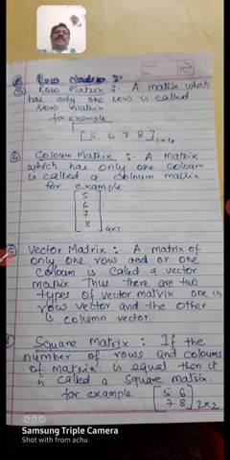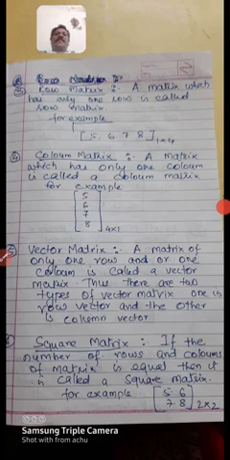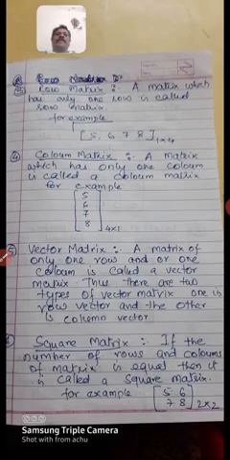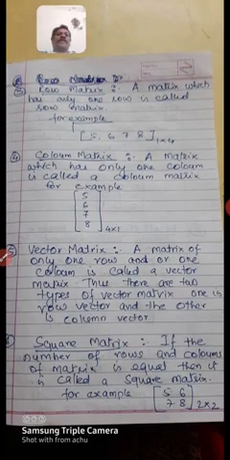Then vector matrix. A matrix of only one row or one column is called a vector matrix. There are two types of vector matrix. One is row vector and another is column vector. Square matrix. If the number of rows and columns of a matrix is equal, then it is called a square matrix. For example, this is a 2 into 2 matrix, 2 rows and 2 columns.